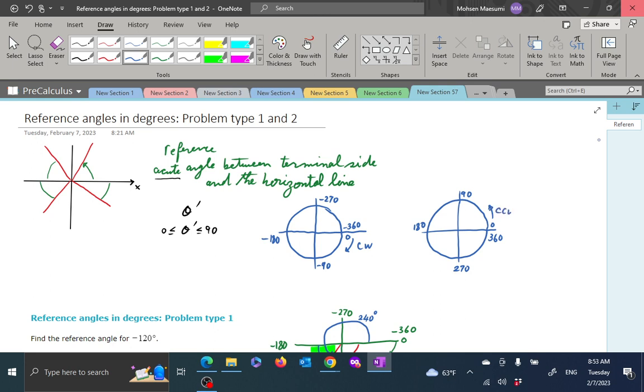So this is counterclockwise. One way or another, I choose one of these two to go. And wherever I stop, I ask myself, what's the angle I have made with the horizontal line? I always give my final answer between 0 and 90 degrees. So the reference angle of some arbitrary angle theta is the acute angle between the terminal side and the horizontal line. It has to be always between 0 and 90 degrees.